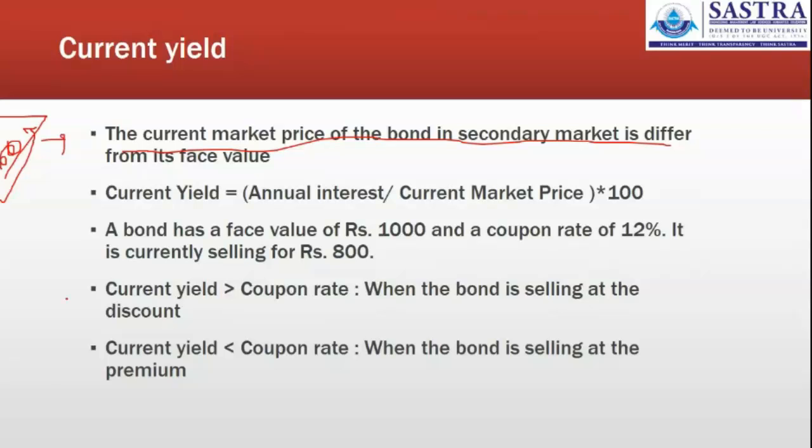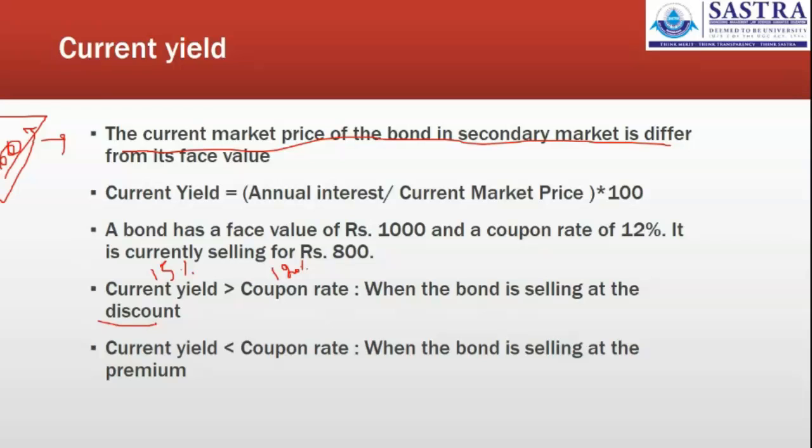If the current yield is greater than the coupon rate, here the current yield is 15%, which is greater than the coupon rate. The coupon rate is 12%. We can assume that the bond is selling at a discount.